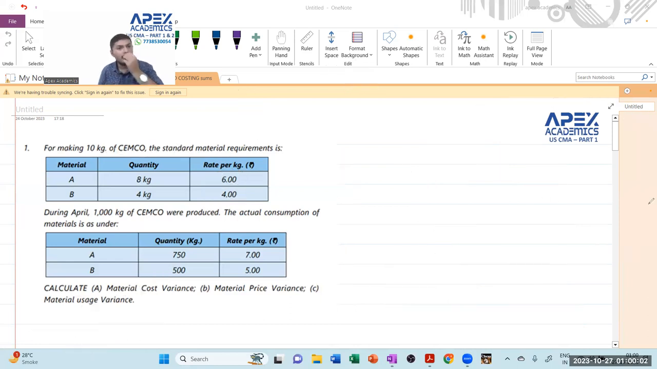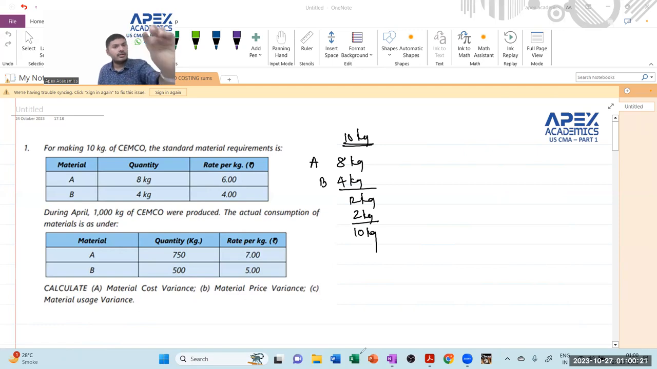Now let us come back to the starting of the story. In the starting, the boss said, let's talk about making 10 kgs. बॉस ने क्या बोला? 10 किलो बनाएंगे. ए इसमें 8 केजी लगेगा, बी इसमें 4 केजी लगेगा. मेरा 12 केजी का इनपुट आएगा, 2 केजी मेरा वेस्ट होएगा, मेरे को 10 केजी का आउटपुट मिलेगा. A will come at the rate of 6 and B will come at the rate of 4.